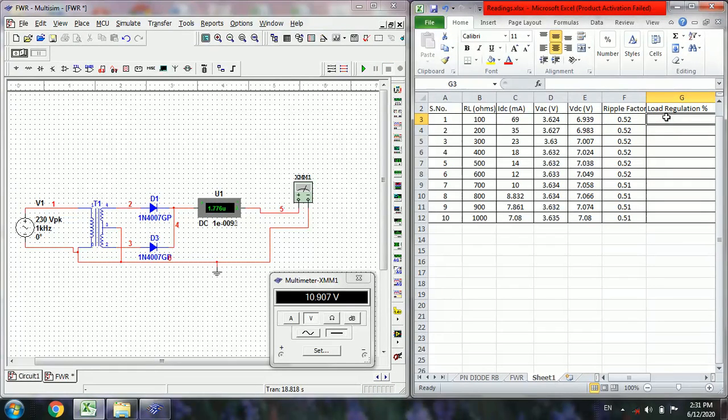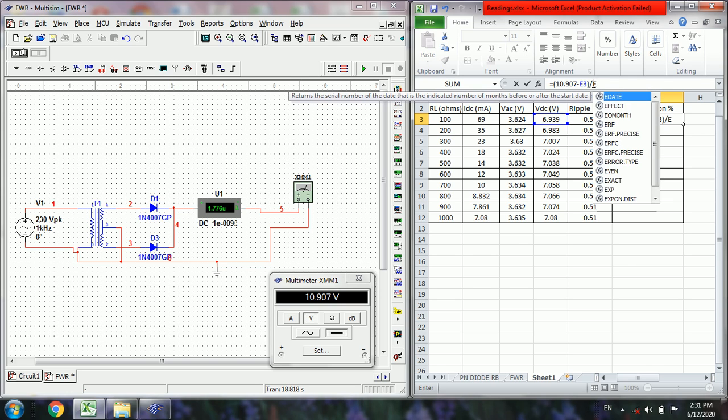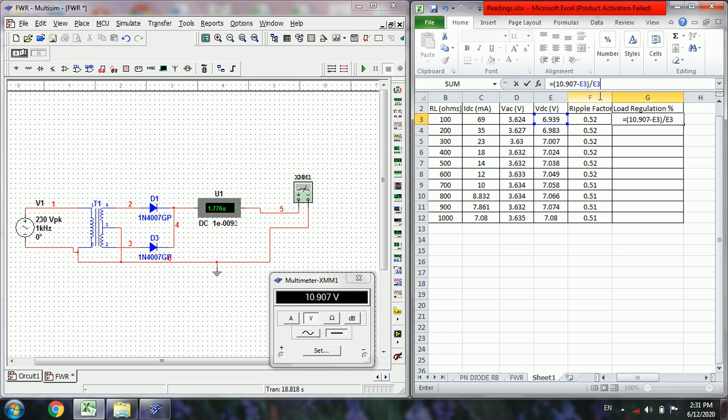And in the tabular form, in order to determine the load regulation characteristics, we use the formula V no load minus V full load by V full load into 100. So now we will type the formula here: equals to V no load, that is 10.907, minus V full load, which is your DC voltage here, divided by 3, into 100.